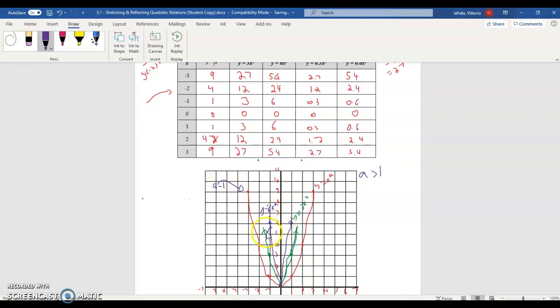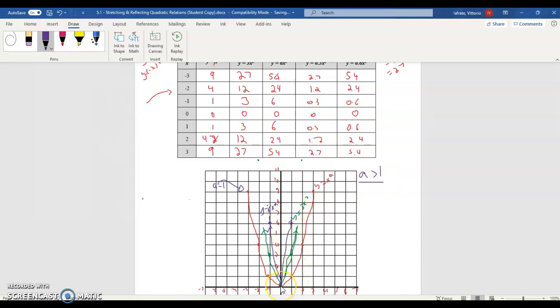And notice that as we increase the value of a, so when I go from y is equal to x squared to y is equal to 3x squared to y is equal to 6x squared, we are actually stretching the parabola. The parabola is stretched from the vertex up. Like take an elastic, when you stretch the elastic, it becomes skinnier. So it becomes narrower. You'll notice that 6x squared is narrower than 3x squared. And that one's narrower than just x squared. So the higher that a value, the more narrow your parabola becomes.